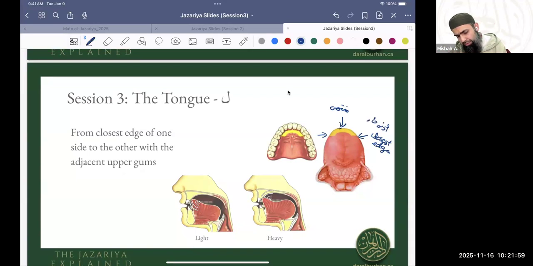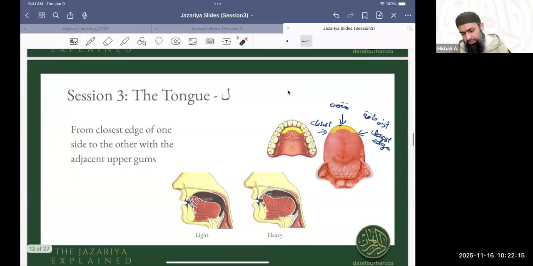Adna hafa, okay? And this one is the other closest edge. All right? Another adna hafa. This is the region. This entire region is where we produce lam with.